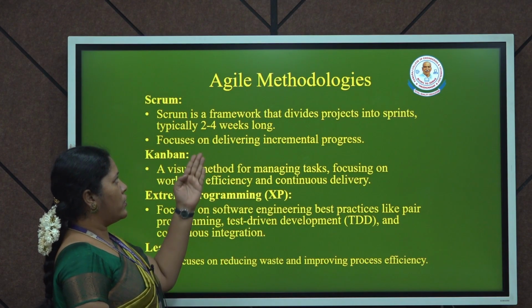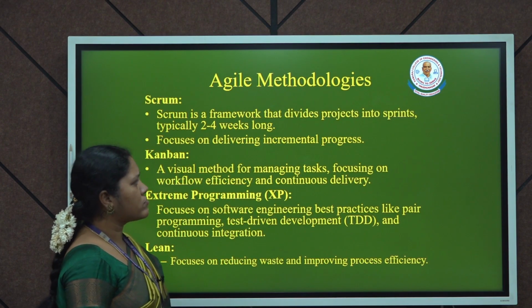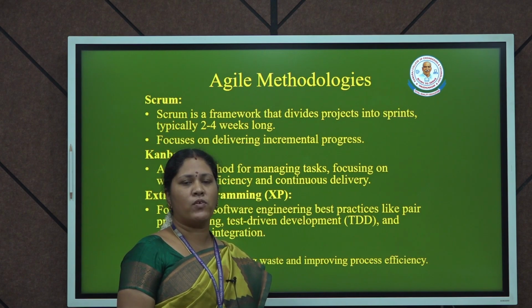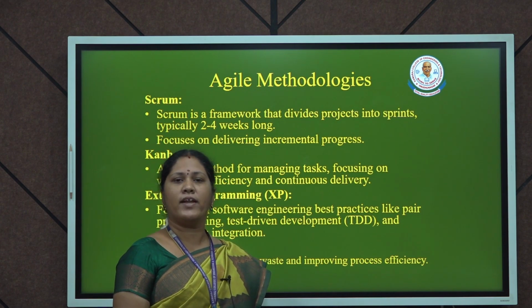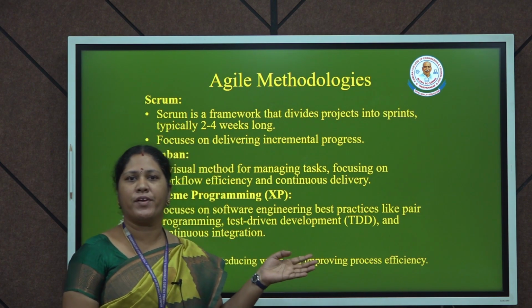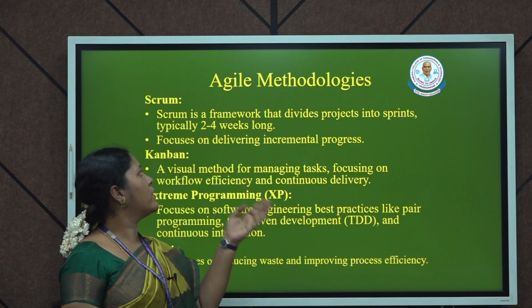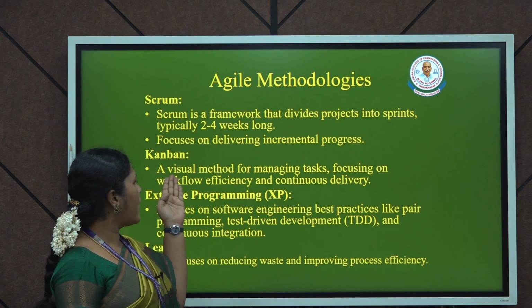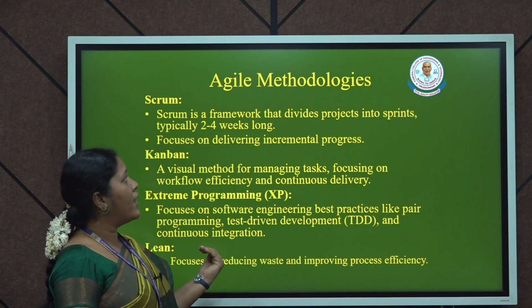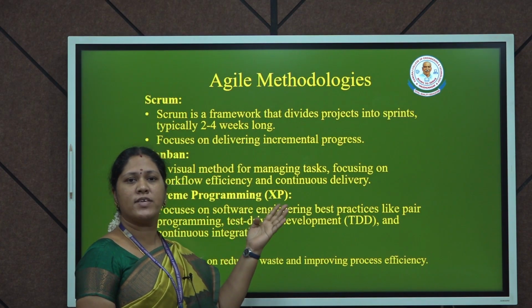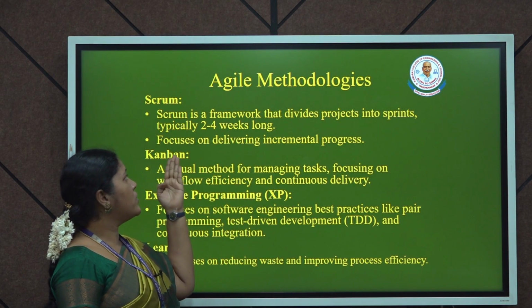So next, what are the methodologies of Agile? There are some important methodologies carried out in Agile. These important methodologies are listed out here. They are Scrum, Kanban, Extreme Programming and Lean. These are some of the methodologies followed in Agile. So first one is the Scrum.